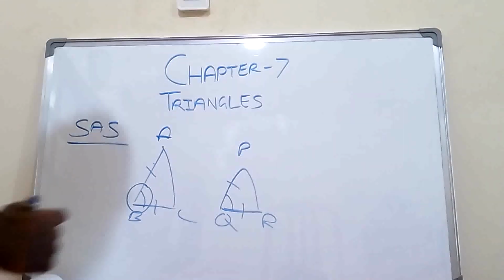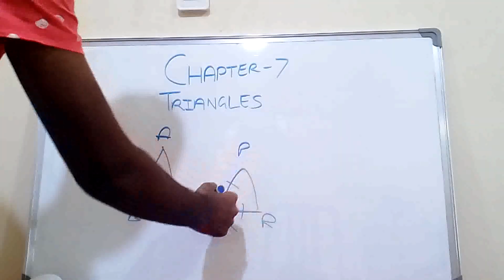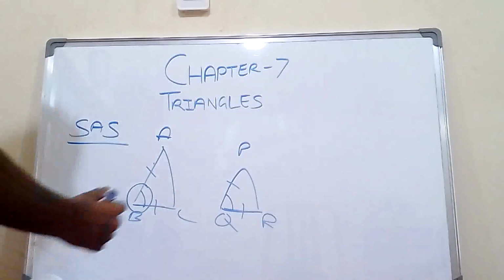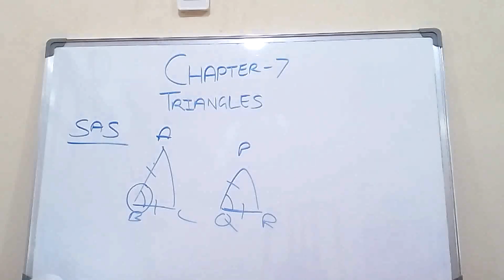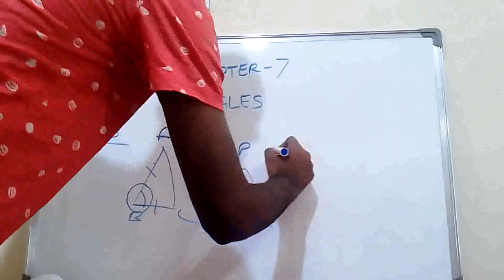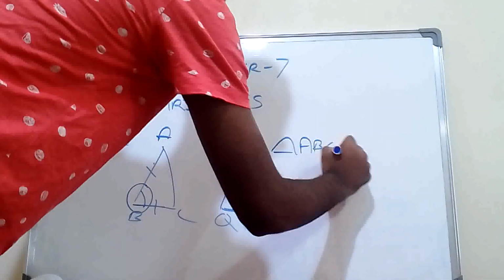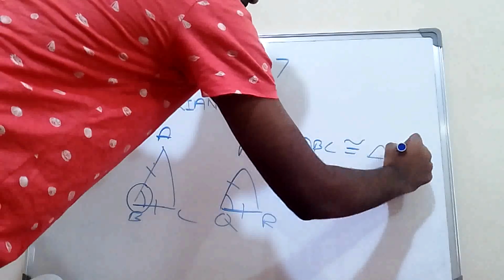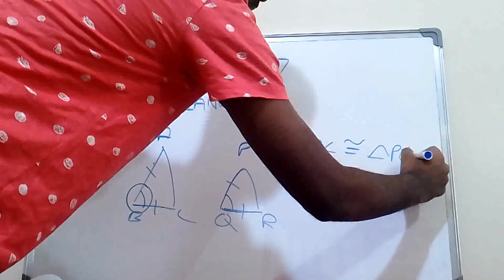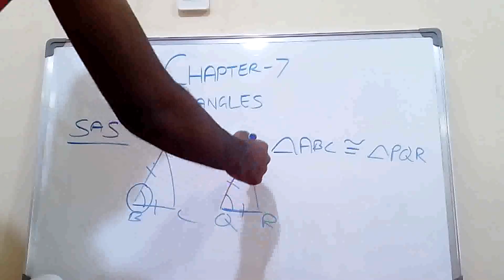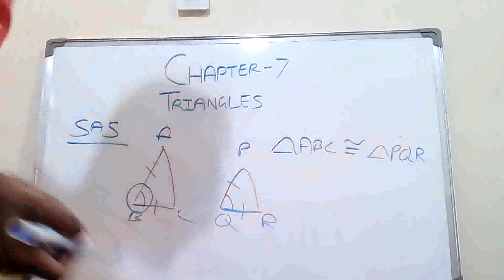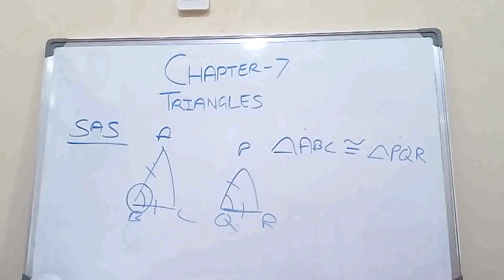Which means that if this side AB is equal to the corresponding side PQ, and BC is equal to the corresponding side QR, and angle B equals angle Q, then triangle ABC is congruent to triangle PQR. Yes, because AB is corresponding to PQ, which means A and P are corresponding. And that's how we write SAS. Now let's move towards the next criteria.